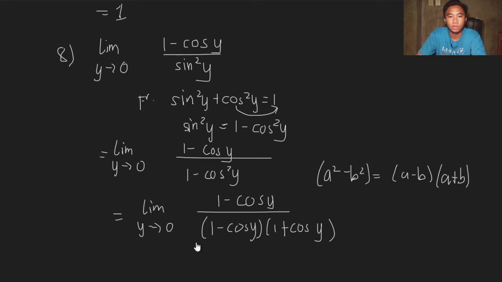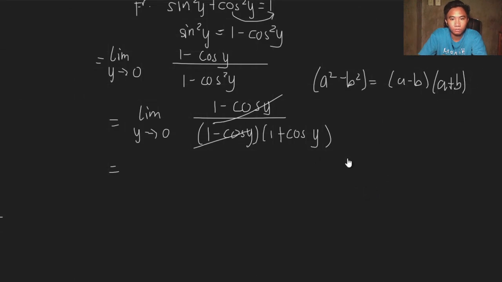Ayan. So, cancel nyo lang to. Cancel. So, we have our answer will be, substitute lang natin to. So, 1 all over 1 plus cosine 0. Ano bang value ni cosine 0? Is 1. So, our answer will be 1/2.